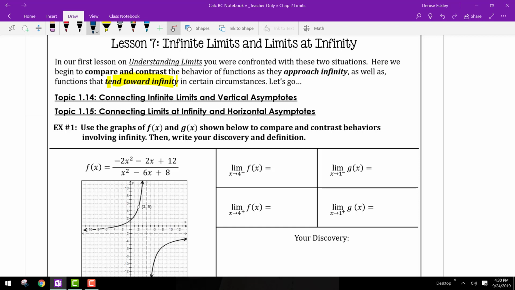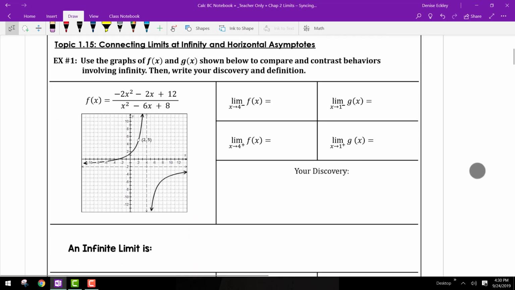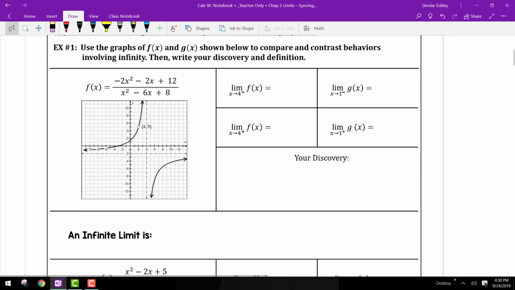In example 1, we're going to compare and contrast behaviors involving infinity, and then write down the outcome. We're not really going to discover it, we're just going to do it together. We have what looks like a very complicated function for f of x. It is a rational expression, quadratic on the numerator and the denominator.